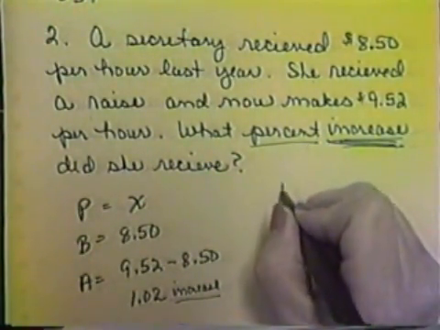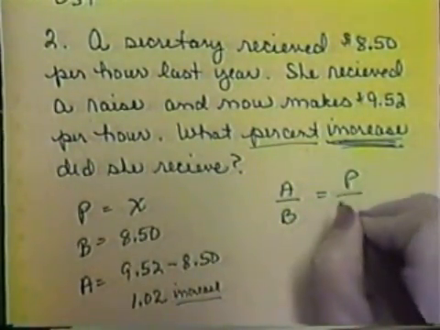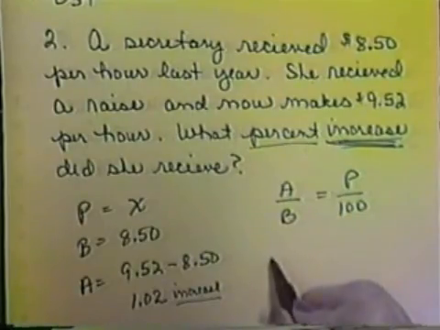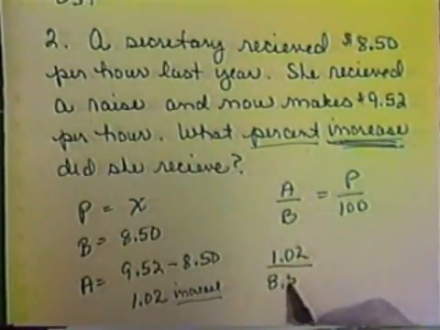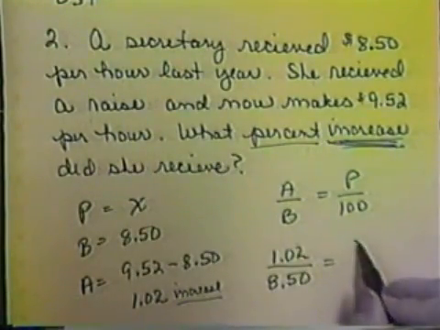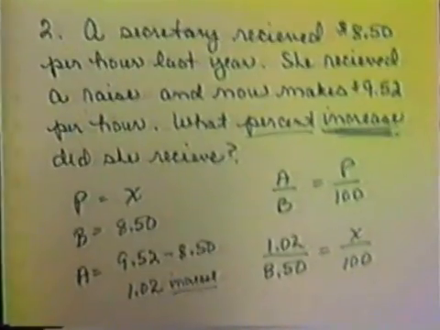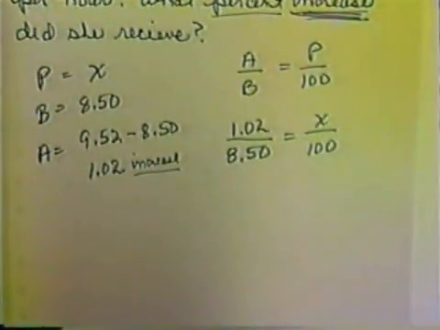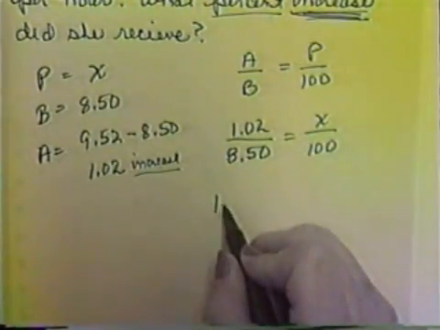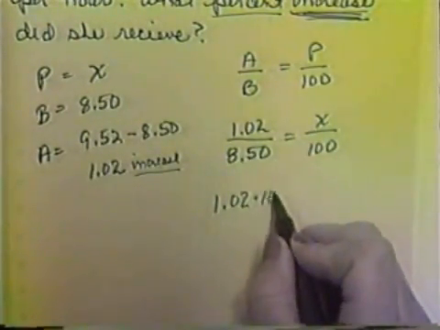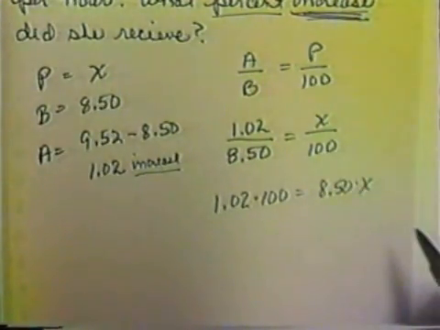So now let's set it up in our proportion. Amount over base is equal to the percent over 100. So the amount was $1.02 over the base, which was the original amount, $8.50, is equal to the percent, which is what we're looking for, over 100. Now that we have the proportion set up, we can solve our problem. We want to cross multiply, so we get $1.02 times 100 is equal to $8.50 times x.